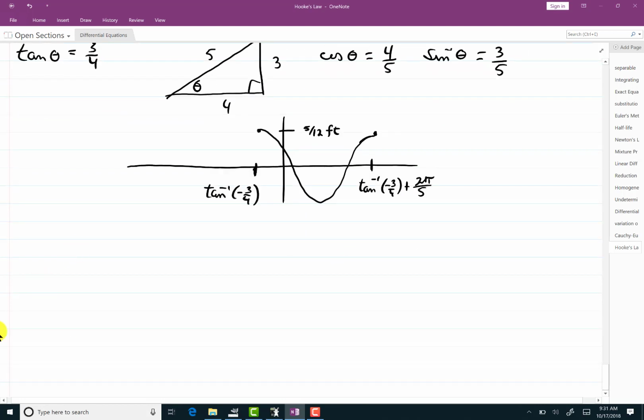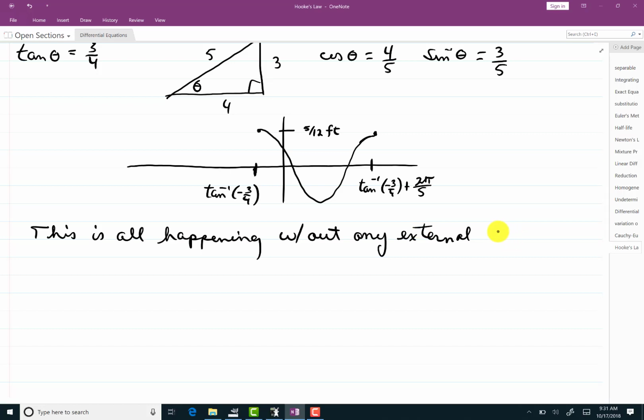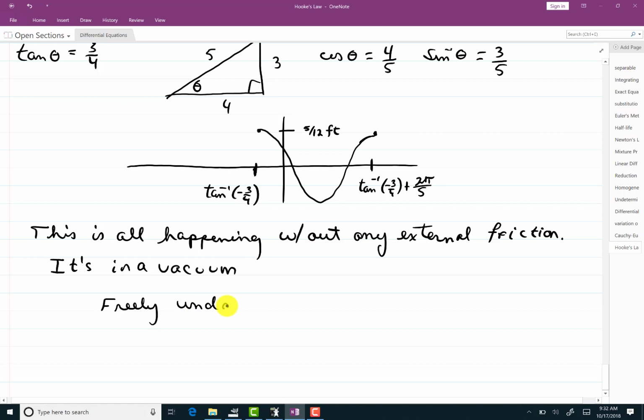Now all of this is happening without any external friction, like it's in a vacuum. Think of it that way. So the point is, this will just bob up and down forever. It won't have air resistance or anything like that dampening it. If I have the time, I'm going to do the version that involves damped motion. But right now, this is all freely undamped motion.